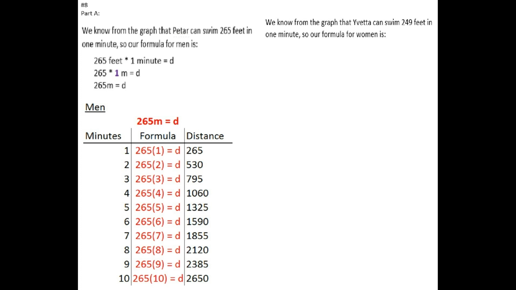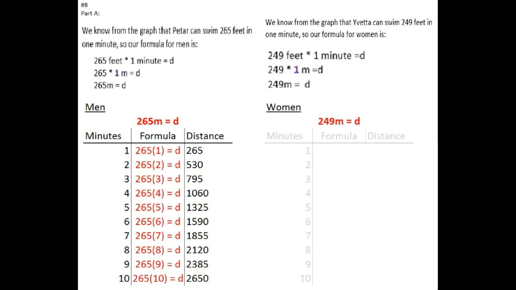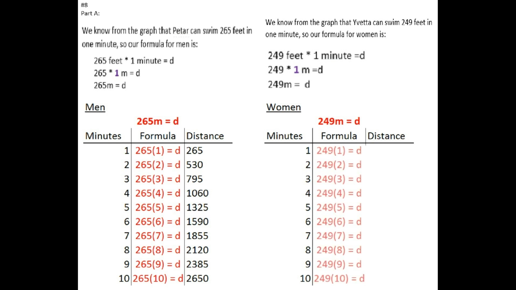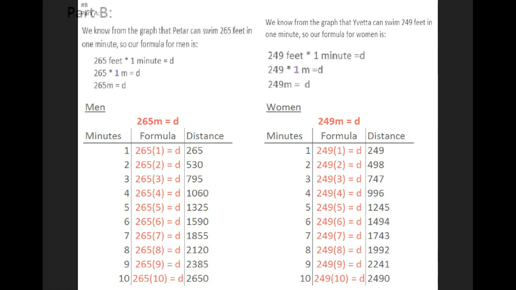Now, here's Iveta. She is the record breaker for the women, and she swims 249 feet in 1 minute. So again, it's 249 M equals our distance. 249 times our minutes equals our distance. So here's our chart, and here's minutes 1 through 10. All we're doing is plugging in 1 through 10 into our formula. You'll notice that at 1 minute, she's swum 249 feet. At 10 minutes, she's swum 2,490 feet.